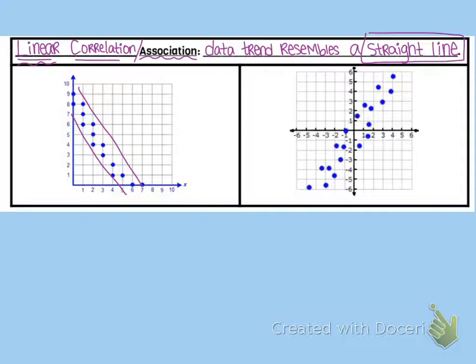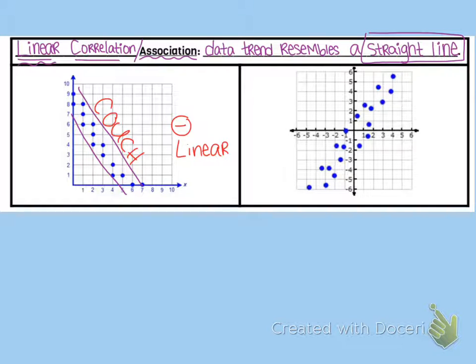Also, kind of like what we did with y equals mx plus b, if I write my name on this scatterplot, I can see that my name goes down from left to right. That means this scatterplot has a negative linear association. So I'm going to go ahead and write that next to this scatterplot. Since it goes down from left to right, they would say it's negative linear.